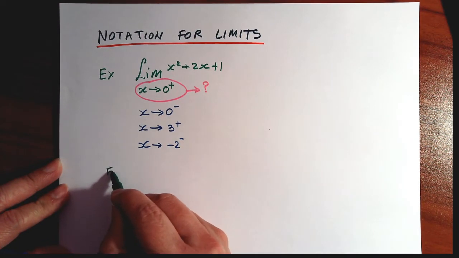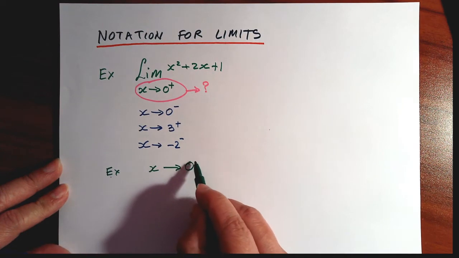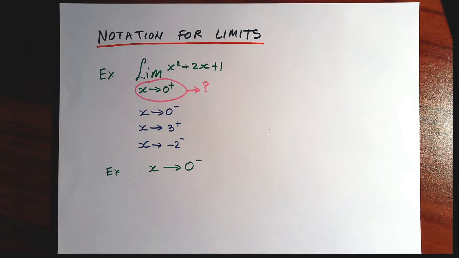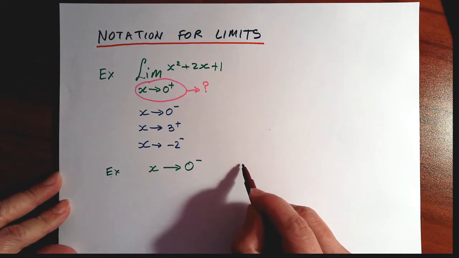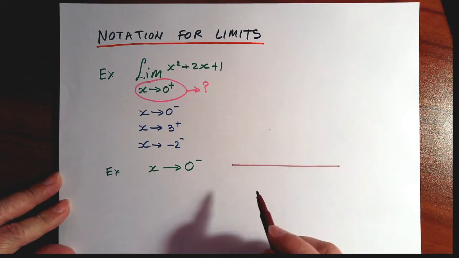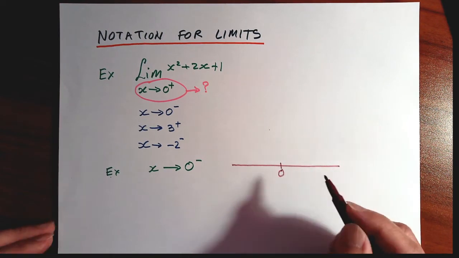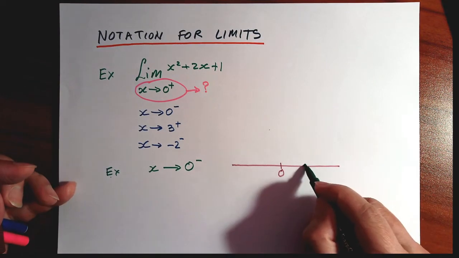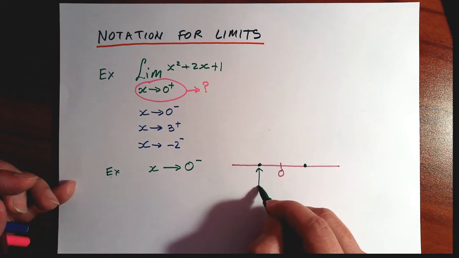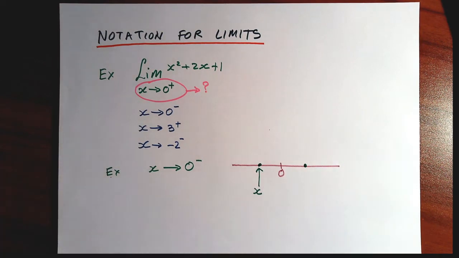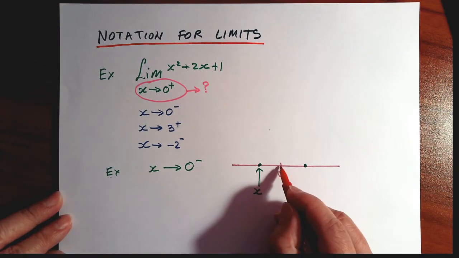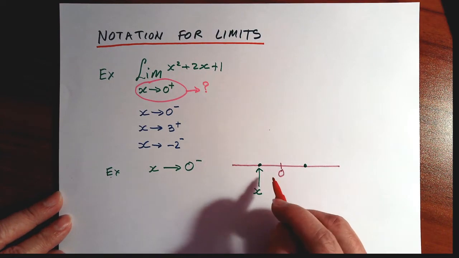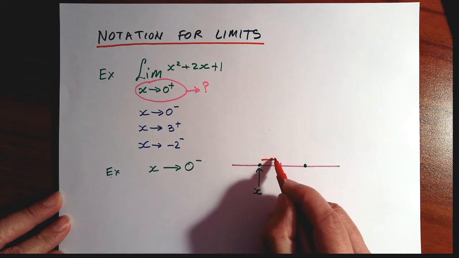When I say x approaches 0 from minus, what I mean is that x, this is 0, x would be here, and x is approaching 0 from the lesser side. So x is approaching 0 from here.